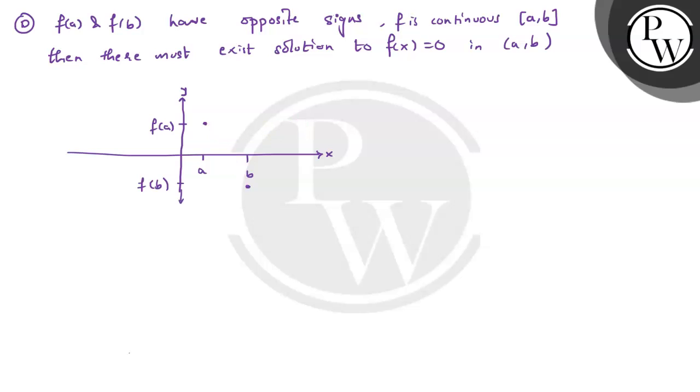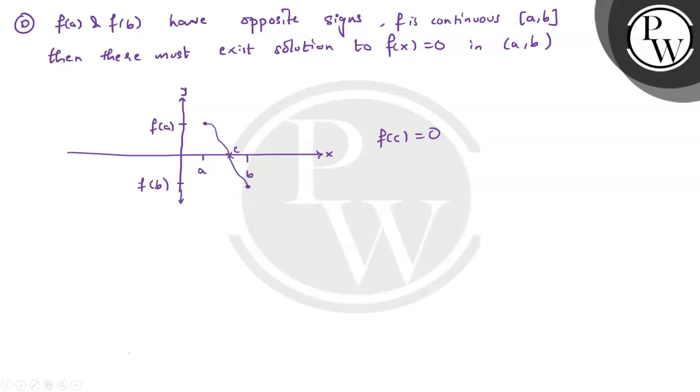And so the graph will be drawn without lifting the pen, and while going from the positive side to the negative side, we will cross the x-axis, that is we get a solution at say c such that f(c) is equal to 0, and that is what the statement of the location of roots theorem is trying to say. Therefore option D is the exact statement of the location of roots theorem, which is true under the given conditions, and so option D is the correct option.